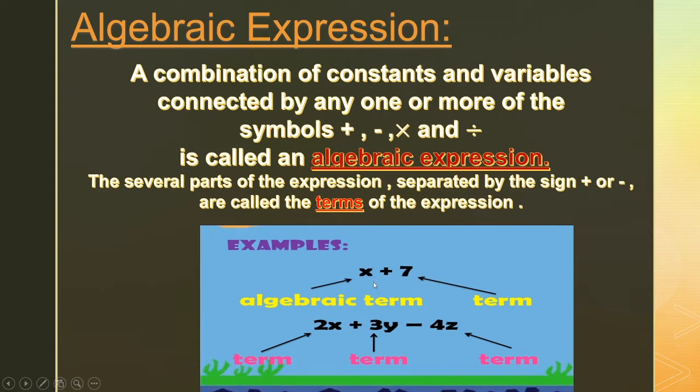Here in this example, constant 7 and variable x are connected by the symbol plus. So, x plus 7 is an algebraic expression in which x is one part, so x is an algebraic term, and 7 is another part, so 7 is another algebraic term. Similarly, 2x plus 3y minus 4z is an algebraic expression in which 2x is one term, 3y is another term, and minus 4z is one more term.